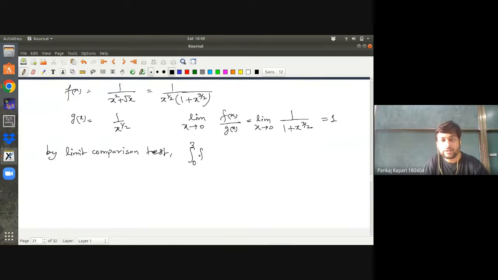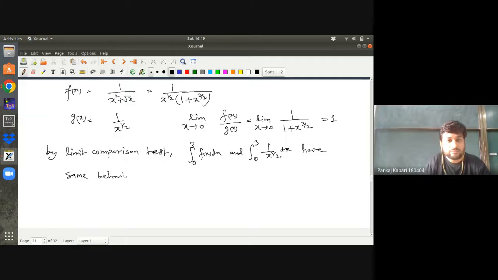The integral from 0 to 3 of f(x) dx and the integral from 0 to 3 of 1 over x to the power half dx have the same behavior. But we know that this test integral, 1 over x to the power half from 0 to 3, converges, right? Why does this converge?